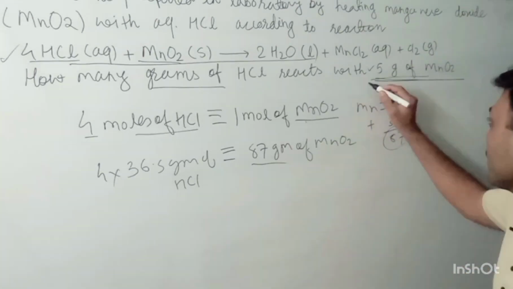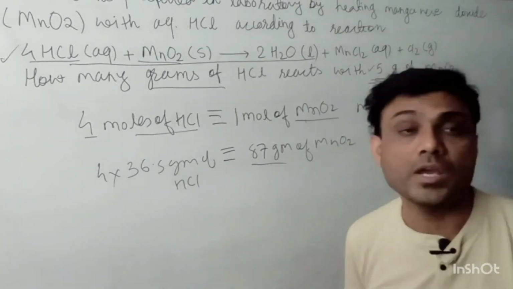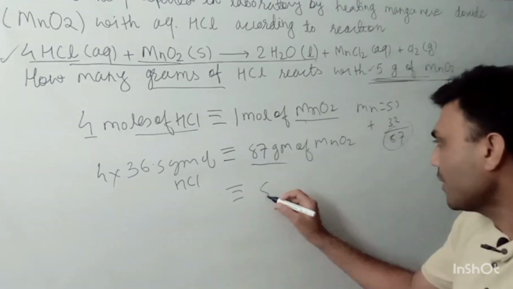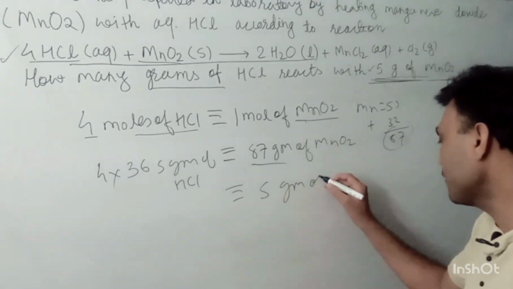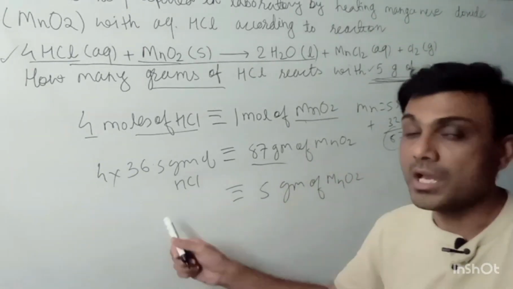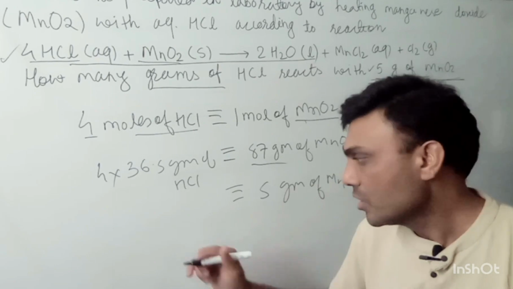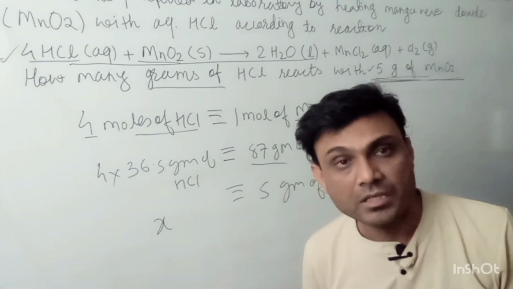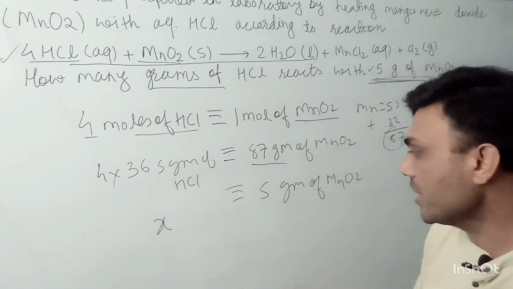Now we have 5 gram of MnO2. We have 5 gram of MnO2. So 5 gram of MnO2 reacts with how much gram of HCl? So let's take it X. Okay, now we have to calculate X. For that we have to do cross multiplication.